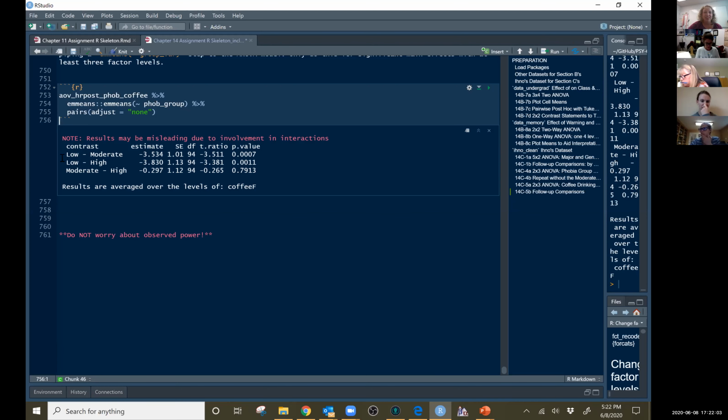Now let's see. Is low different than moderate? Yes. Is low different than high? Yes. Is moderate different than high? No.